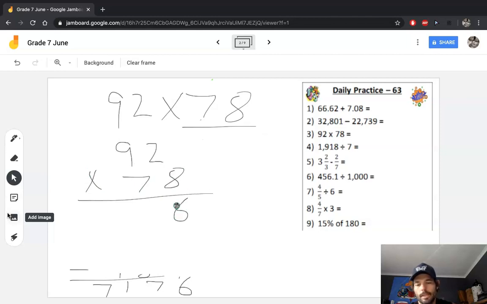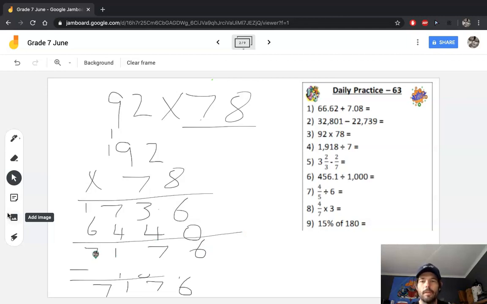2 times 8 is 16, 8 times 9 is 72, plus the 1 is 73. Remember the 0. 7 times 2 is 14, add the 1. And then 7 times 9 is 63, plus that 1 is 64. And then let's see if they add up to the same. 7,176. Okay, both the same answer, so both must be correct.